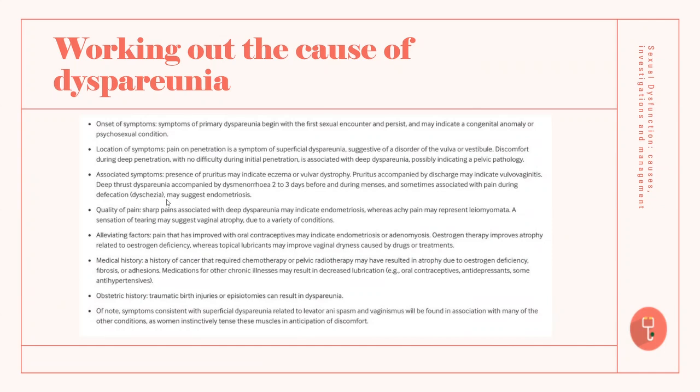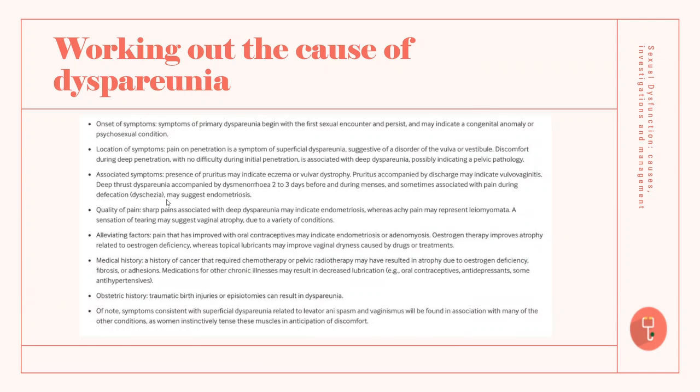Location of symptoms. Like we said before, superficial versus deep dyspareunia can help you work out, okay, if I've got superficial dyspareunia, likely the cause is going to be more superficial. And if it's deep dyspareunia, I'm looking at maybe a pelvic pathology, something in the abdomen. It helps you narrow down what investigations might be useful. Do they have any associated symptoms? So itching, discharge, dysmenorrhea, so painful periods, or dyschezia, those are two really good indications that the patient might have endometriosis.